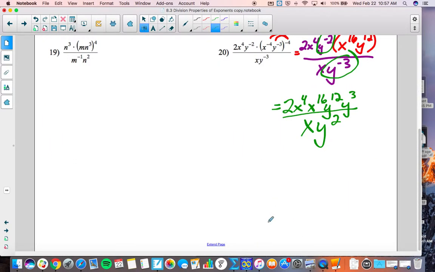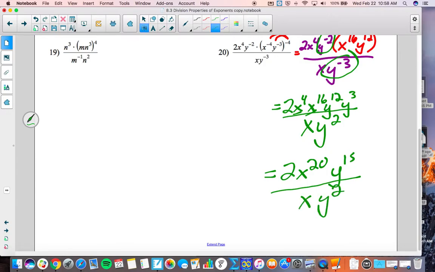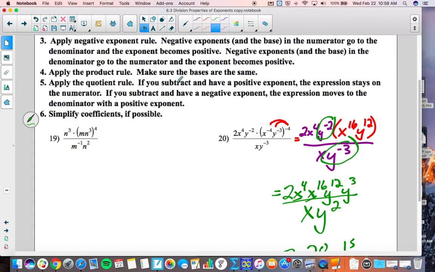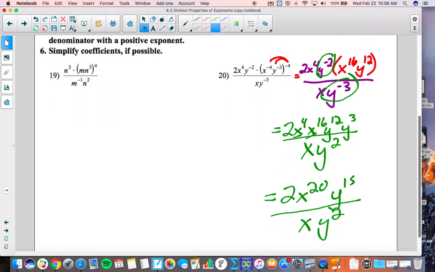Alrighty. Now we have some simplifying to do. I like to clean up the top and the bottom separately. So on the top, I've got x to the 4th times x to the 16, which is x to the 20, and y to the 15. On the bottom, there's no simplifying that we can actually do. So we've just done the product rule, simplifying the top and the bottom.